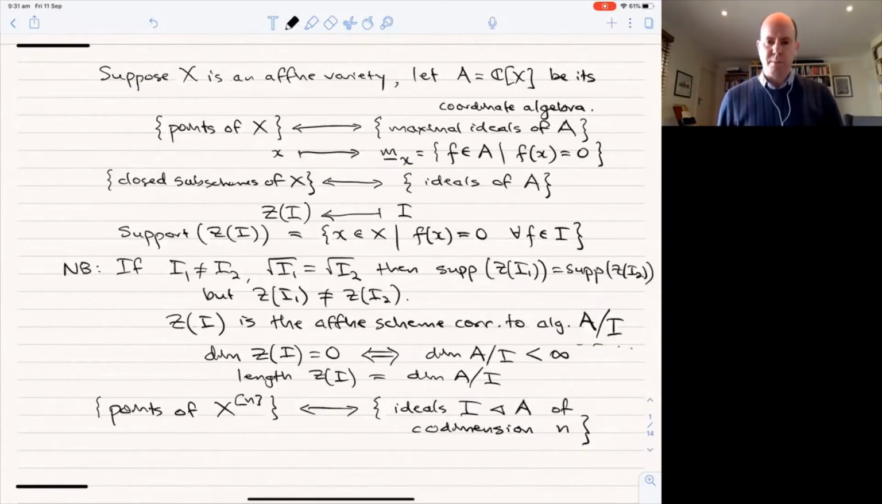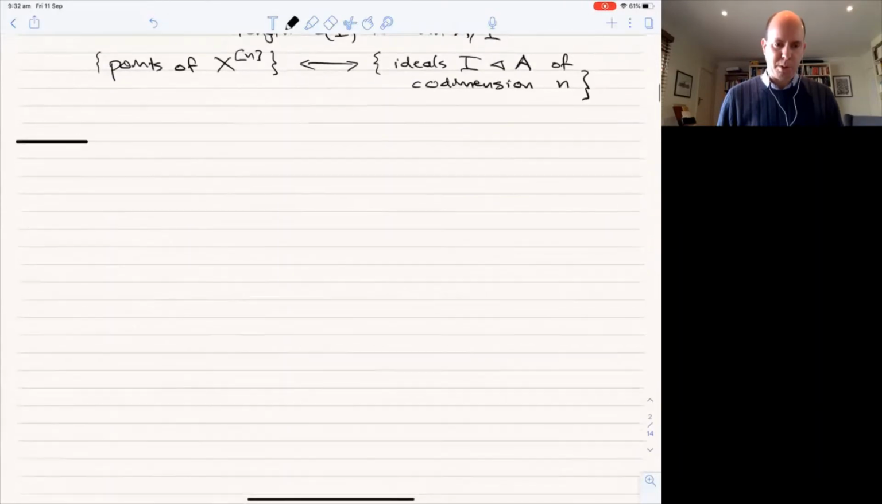Okay, so this slide means that in the affine case, the points of the Hilbert scheme just correspond to ideals of codimension n in this algebra A. So this now means that we can easily work out, or easily think about, a few examples just by thinking about ideals in commutative rings. So let me move on to the first example, which is the affine line.